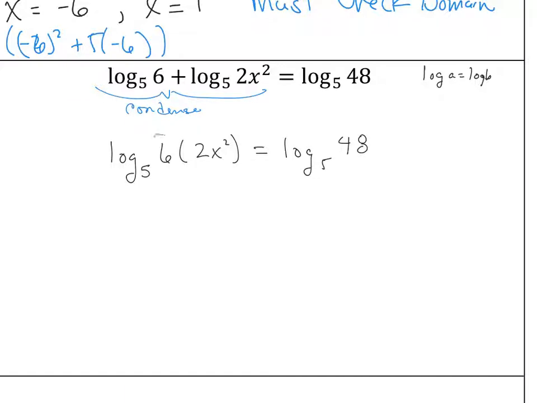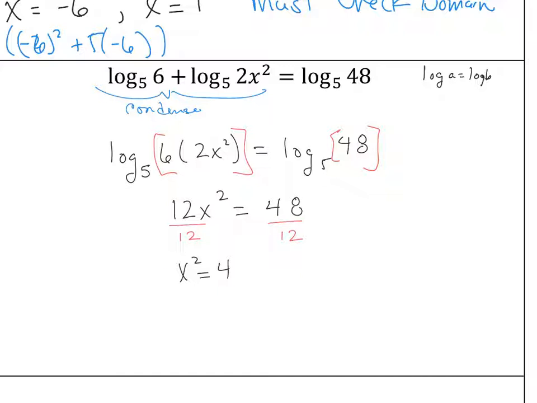Now that's inside this form. Everything inside the arguments can go through and equal each other. So now I have 12x squared is equal to 48. There are a few ways to do this. The way I see first is to go through and divide both sides by 12. I do that and I get x squared is equal to 4.